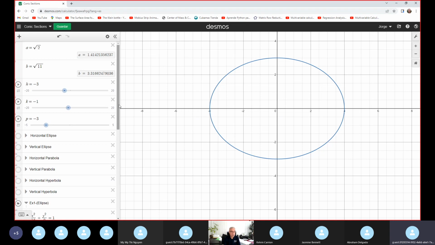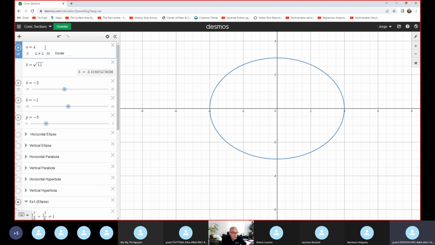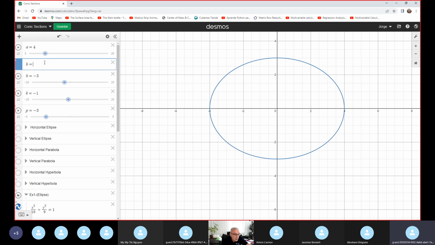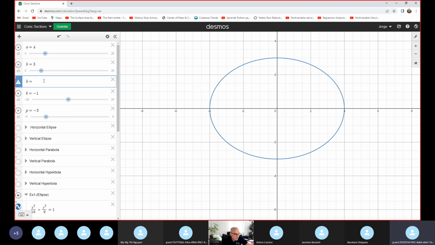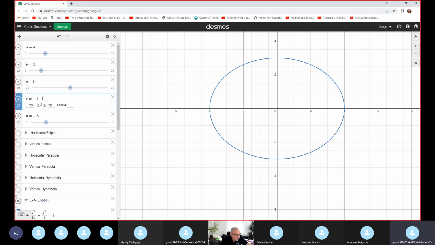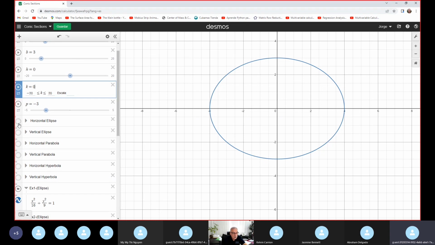For example, on the piece of paper you determine that A is 4. You put it here in the slider, 4. You declare A is 4, and B is 3. And very, very important, h and k are 0. No transformation. It's exactly at the origin, the center of this ellipse. Okay, there you go. So now you classify it as a horizontal ellipse. Boom. Can you see the point? Fantastic. Do you see, guys?